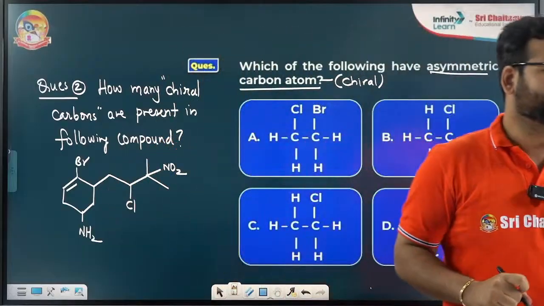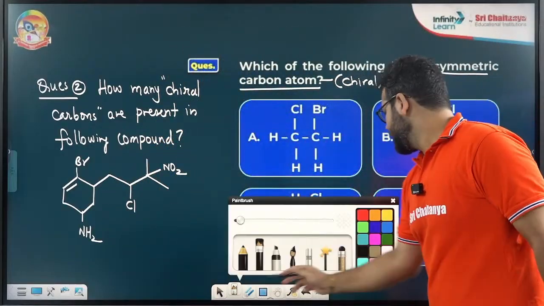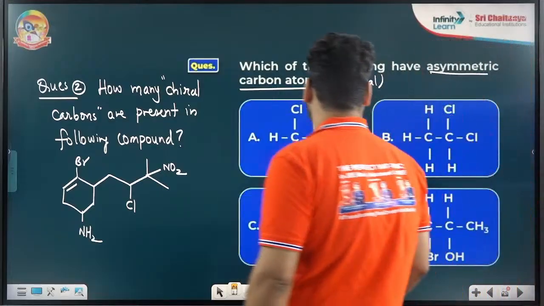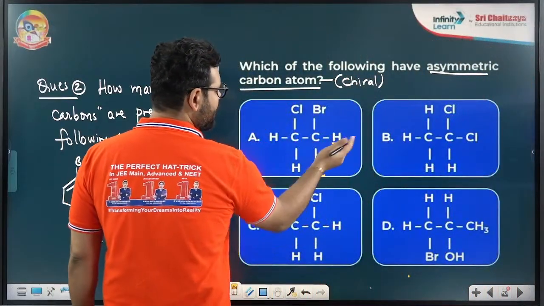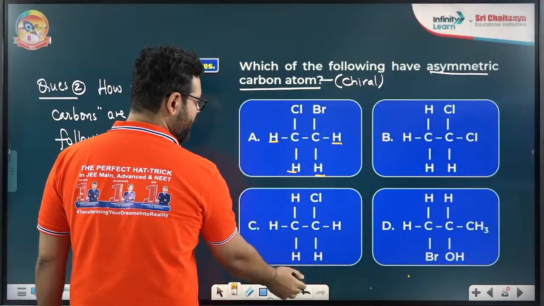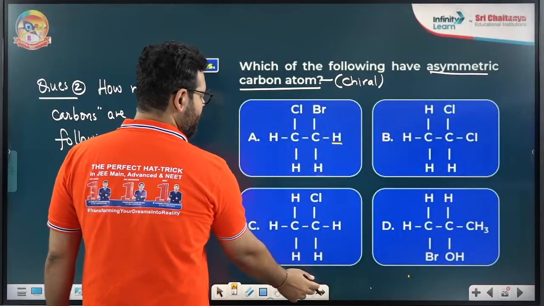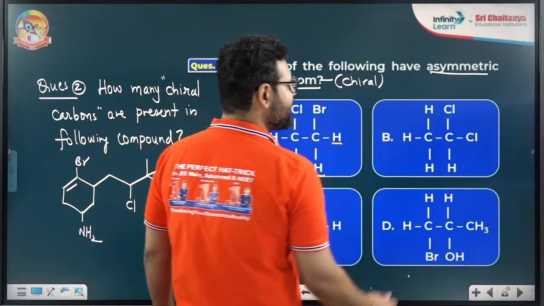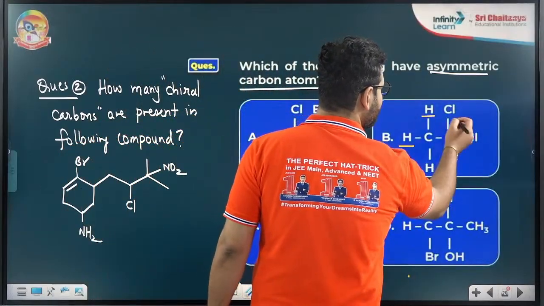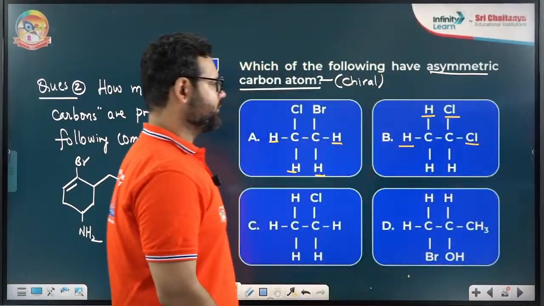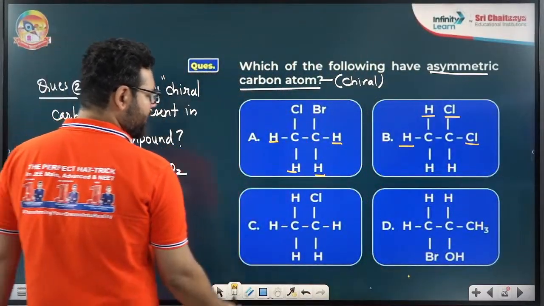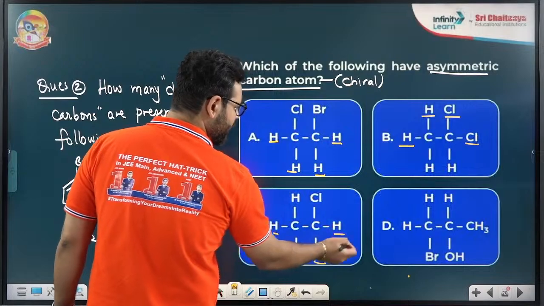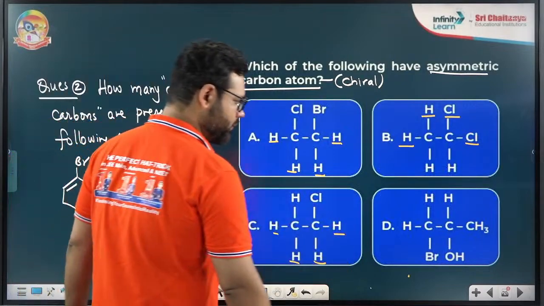Okay, Chandana Shri says D. In the A first we'll check. This carbon carries 2 hydrogens, can't be chiral. This carbon carries 2 hydrogens, cannot be chiral. So 100% both are not chiral. In this case, hydrogen, hydrogen same. In this case, chlorine, chlorine same. It can't be chiral. Both are achiral. In this case, hydrogen, hydrogen. In this case, also hydrogen, hydrogen. There is no chiral carbon.